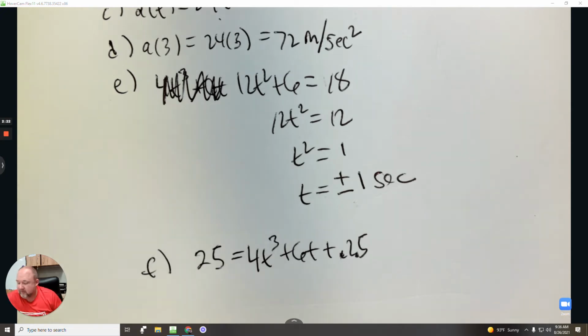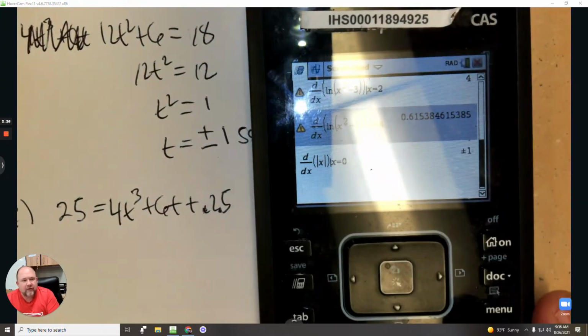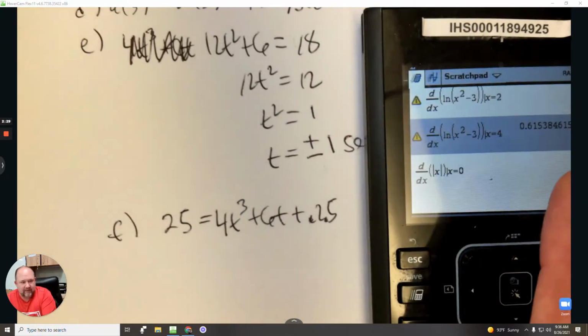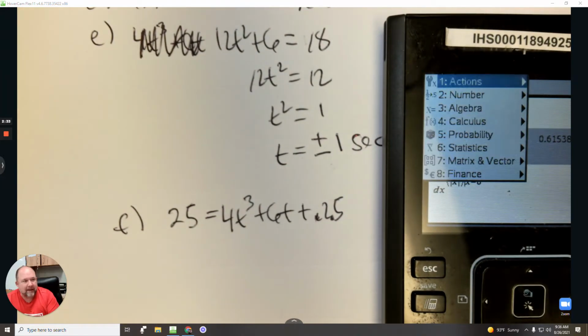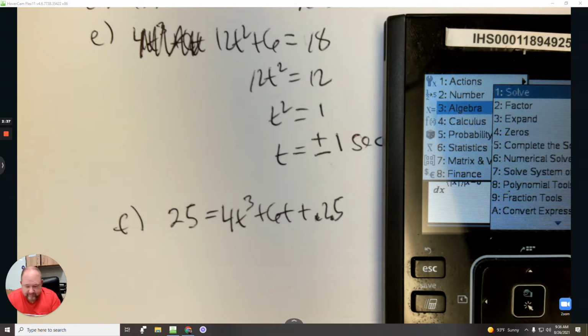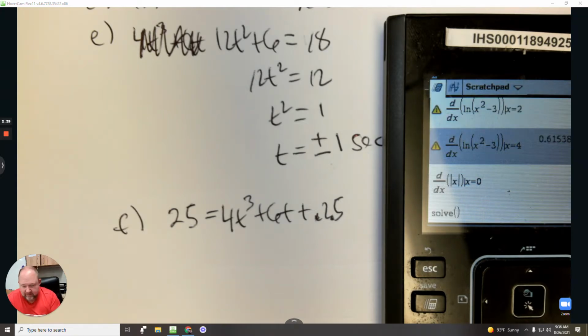I'm going to use my calculator to solve that. It doesn't feel like I want to do that without a calculator. So how do I solve this with my calculator? Let's see if I can get it so there's no shine. Go menu, algebra, and solve. And then we're just going to type it in. So 25 equals, we can use t, 4t cubed.